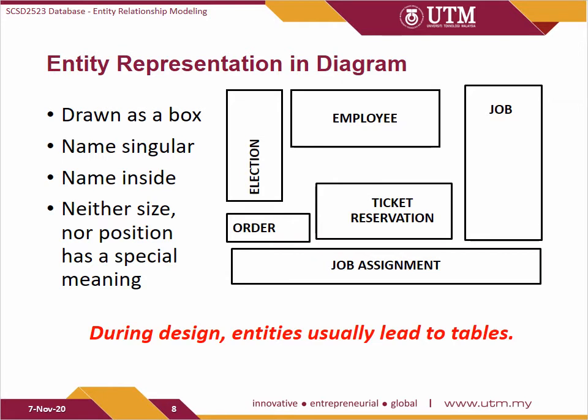Okay, next is about entity representation in the diagram. This is how we actually draw the entity in our diagram. Each entity type is shown as a rectangle or box labeled with the name of the entity, which is normally a singular noun. In UML, the first letter of each word in the entity name is uppercase. Attributes are listed inside the box, and you must have a primary key for each entity.